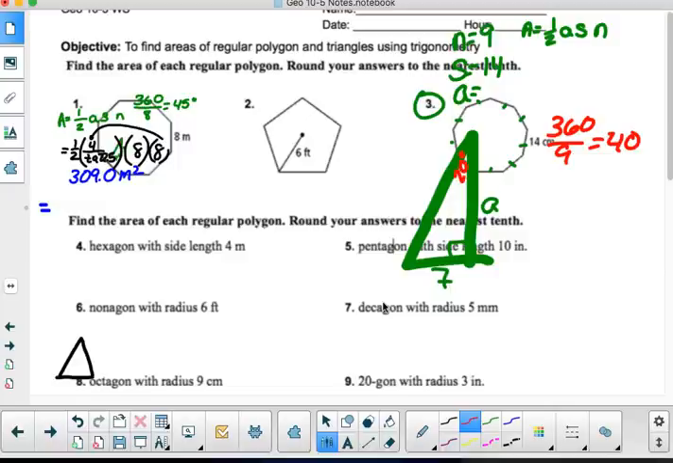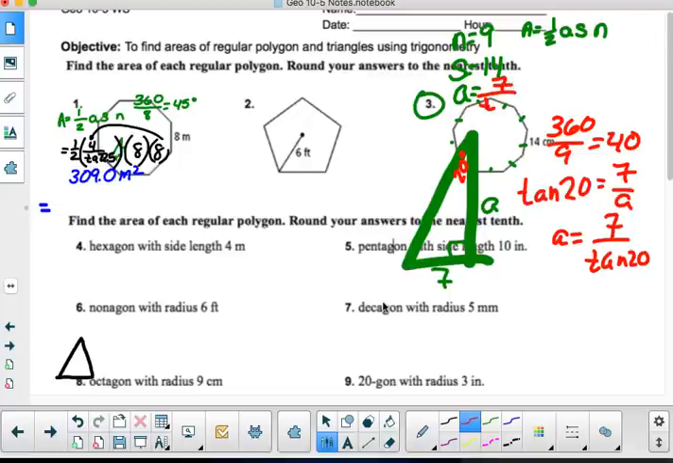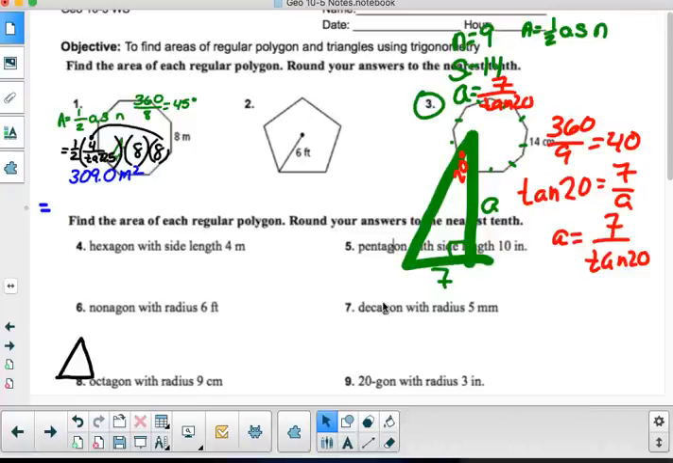And now I use, again, tangent. So I have the tangent of 20 degrees is equal to 7 over a, because that's opposite over adjacent. Now, I know a is equal to 7 over tan of 20. And that is my apothem. So I know my apothem is 7 over tan of 20. And now all I have to do is plug that information in.